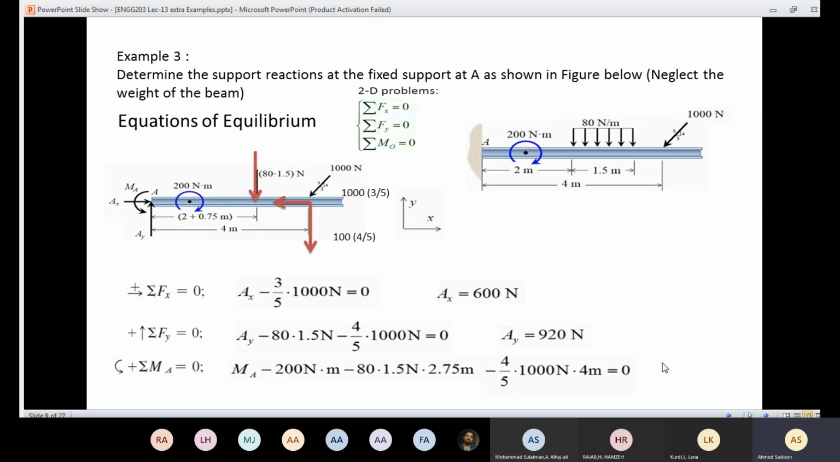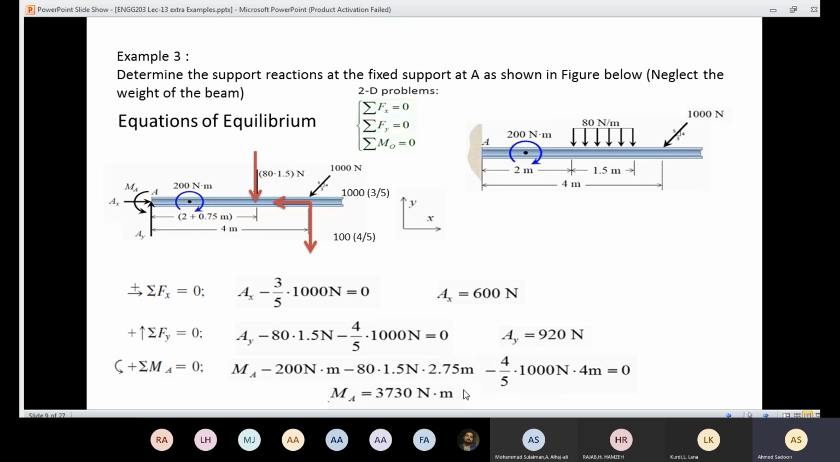The summation of the moments about the point A should equal 0. Again, I have only one unknown, which is MA. I have one unknown, one equation. Then easily I can evaluate the value of MA. Okay? MA came out to be 3,730 Newton meter.